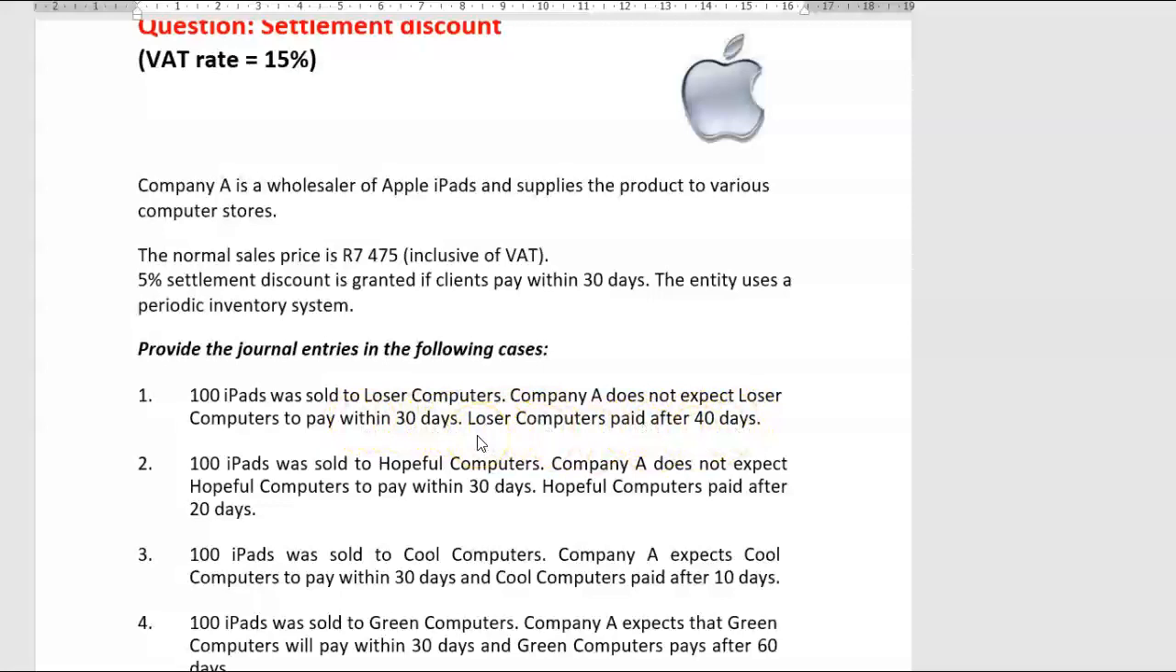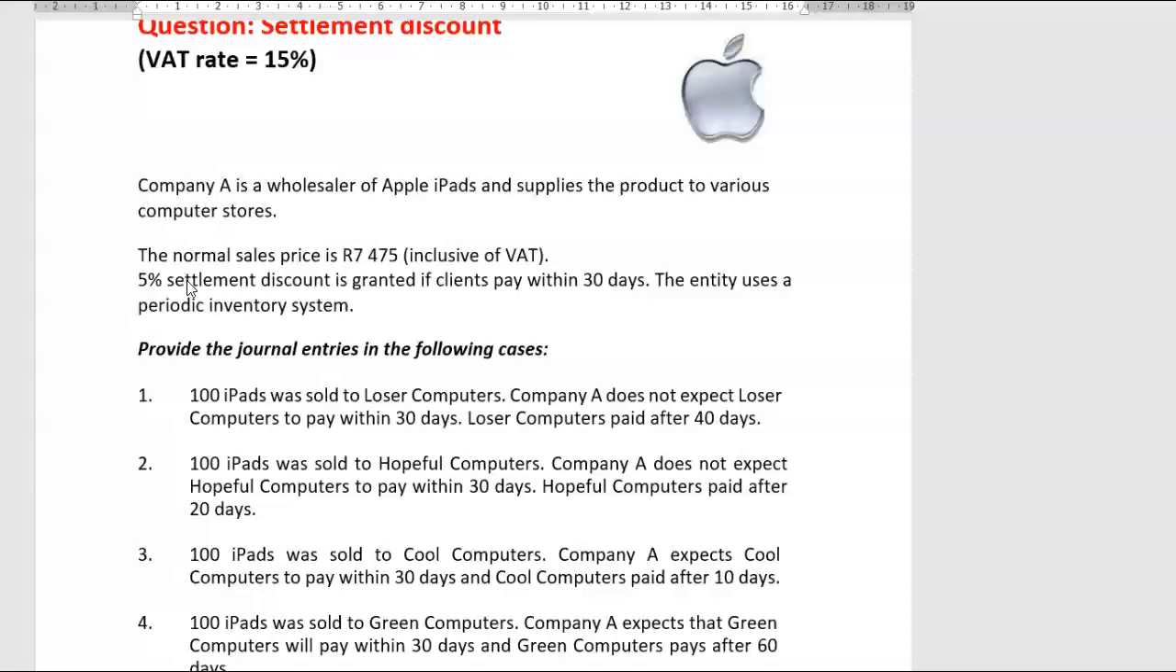Now, what is important in these kinds of transactions? Number 1 is when the sales transaction takes place. You have to ask yourself the question, very important: is there any expectation that this client is going to settle his outstanding invoice within the settlement period? If the answer is yes, then I have to make provision for that settlement discount at the date of the sales transaction already. If the answer is no, then I'm going to record that sales transaction the way that you've always done that in the past.